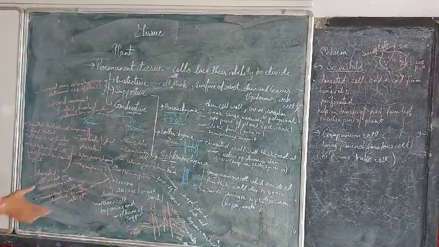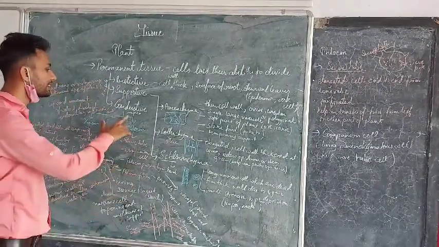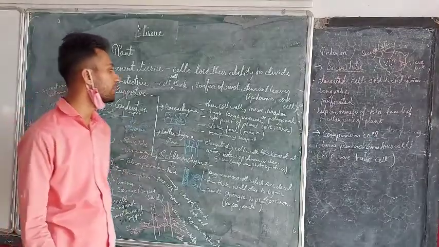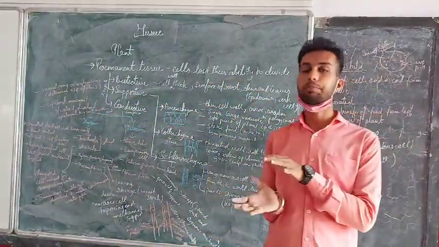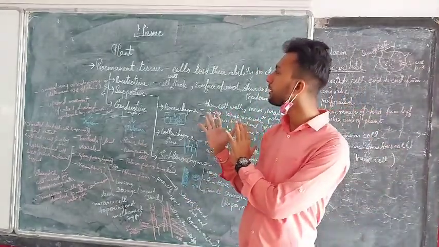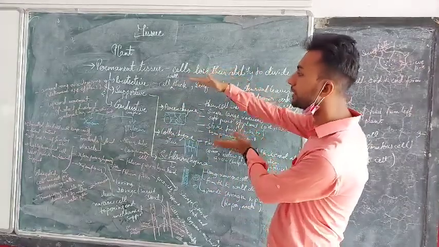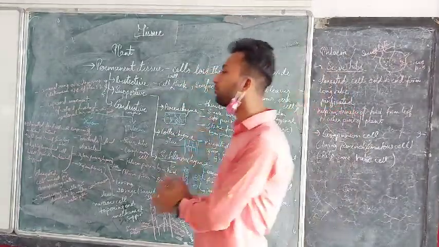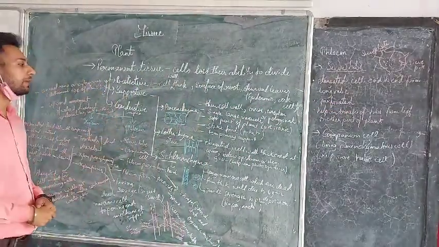The permanent tissue is also of two types. The first one is called simple permanent tissue and the second one is called complex permanent tissue. Simple permanent tissue serves a particular simple function, where a particular group of cells forms the simple permanent tissue. And when simple permanent tissues combine to form a further permanent tissue, that is called the complex permanent tissue.